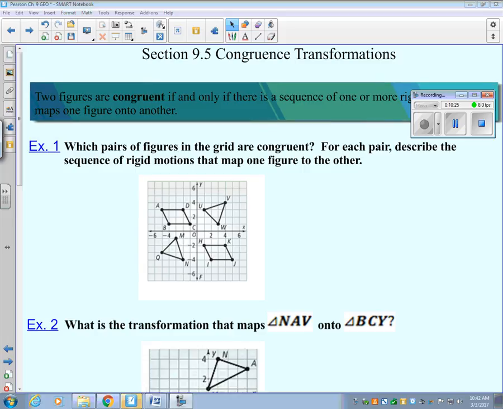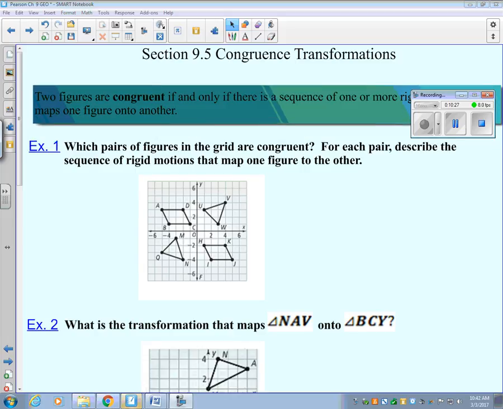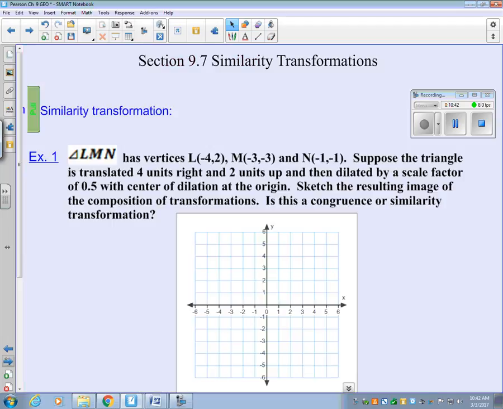All right, Madeline, if you could read us the information about our two figures. That's 9-5. Oh, there we go. Okay, come on up and pull similarity transformation. Sorry, I went back to the trip backwards. 9-7 similarity transformation.